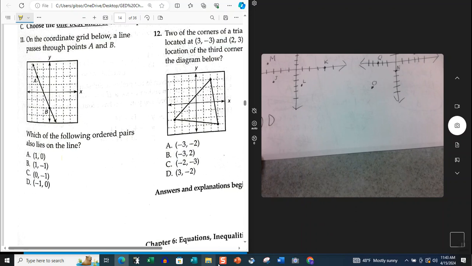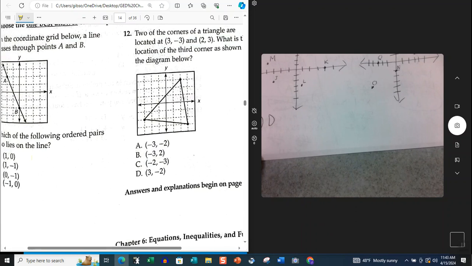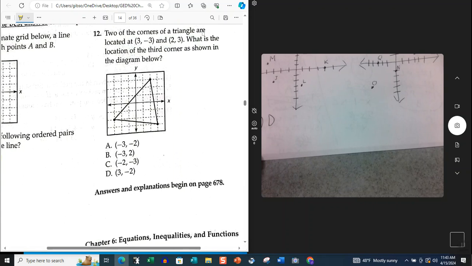Now we go here to number 12. It says 2 of the corners of a triangle are located at 3, -3, and 2, 3. What is the location of the third corner as shown in the diagram below? So let's go here, 3, -3. We start at the origin. So we go 1, 2, 3 to the right, and then we go 3 down. So we know that's not the point we're looking for.